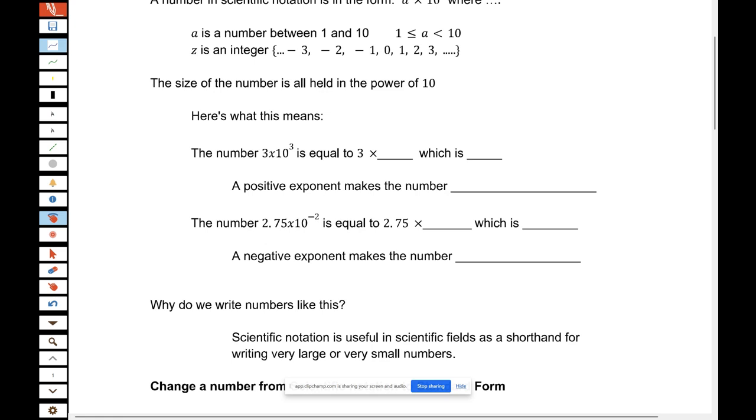The number 3 times 10 to the third is the same as saying 3 times 1,000, since 10 to the third is 1,000, which is 3,000. So we can see that a positive exponent, like this positive power of 3, makes the number larger, because you're multiplying it by a positive power of 10, which is just a 1 with a bunch of zeros after it.